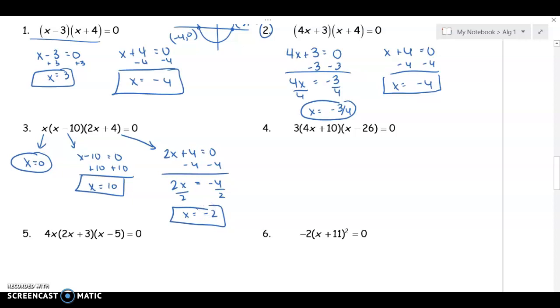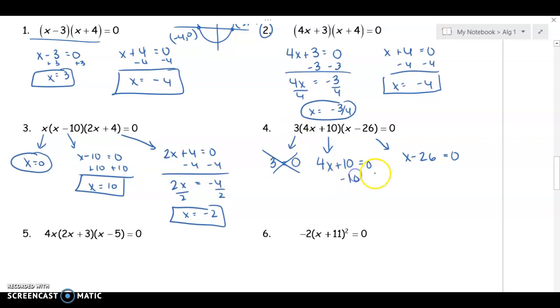All right. Number 4 is a little bit different because it does have 3 things, just like this one did. But we can't set 3 equal to 0. That doesn't make sense. 3 can't be equal to 0. So for that piece, you can't do anything with it. You're only going to be doing 4x plus 10 equal to 0 and x minus 26 equal to 0. So you're only going to set the pieces that actually have an x in them equal to 0. 3 doesn't have an x, it's just 3. 3 can't be equal to 0.